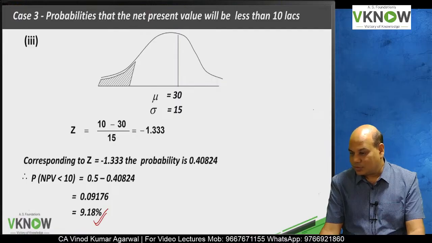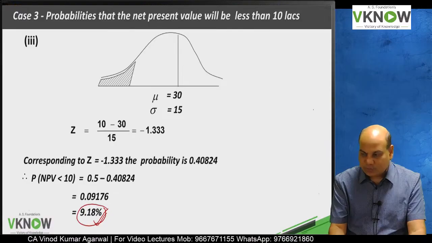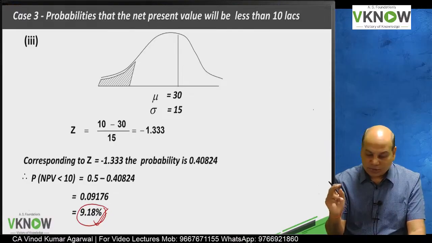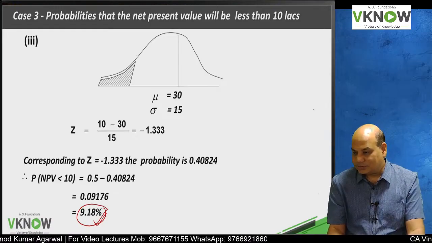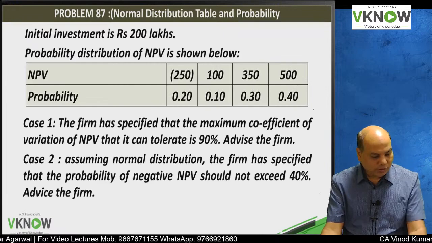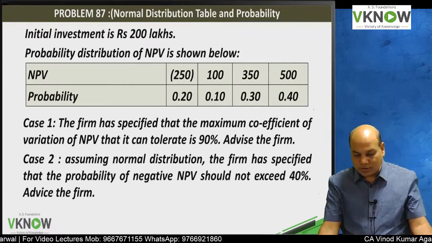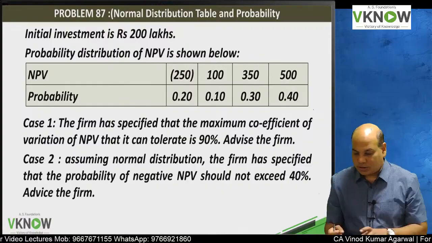Is the answer 9.18 right? Approximately 9.18% is the probability that NPV will be less than rupees 10 lakh. So that is my question number 86 for you. Now we'll go to question number 87.